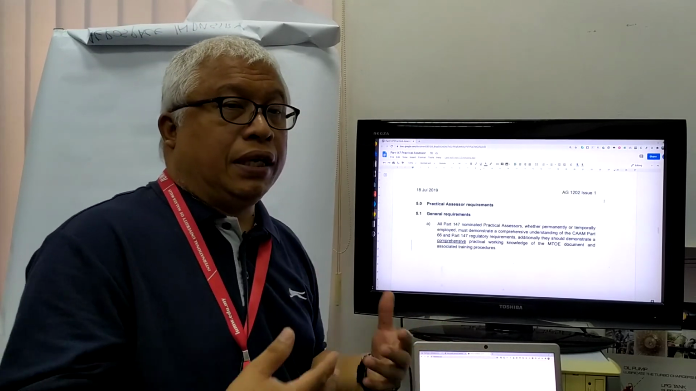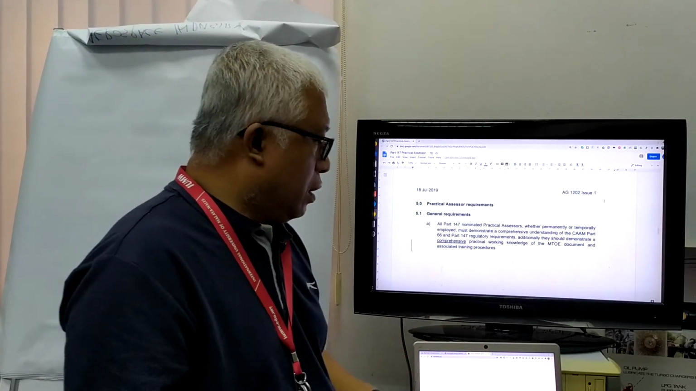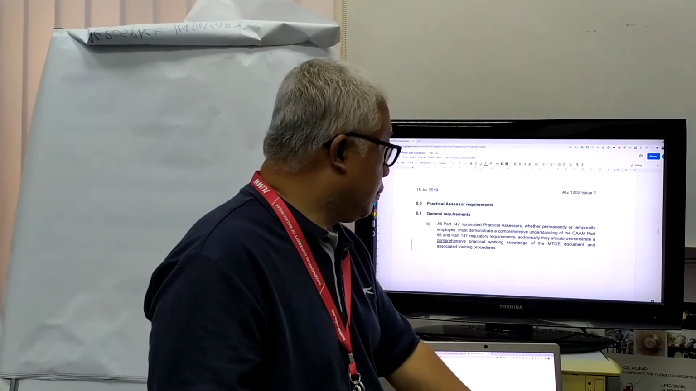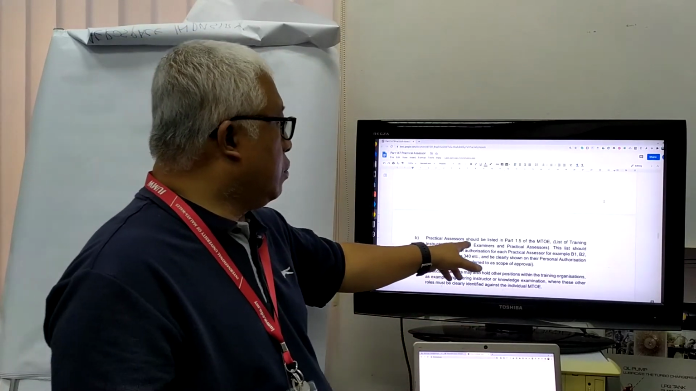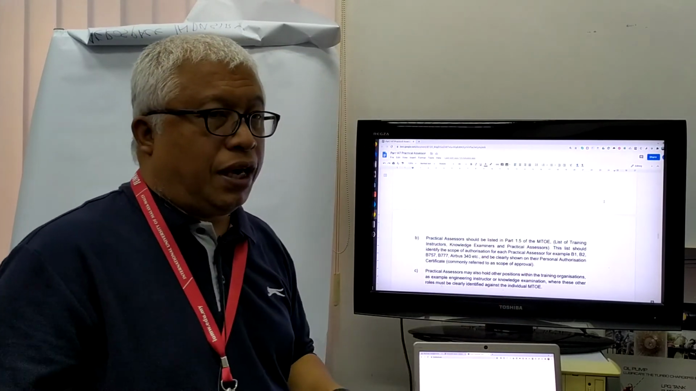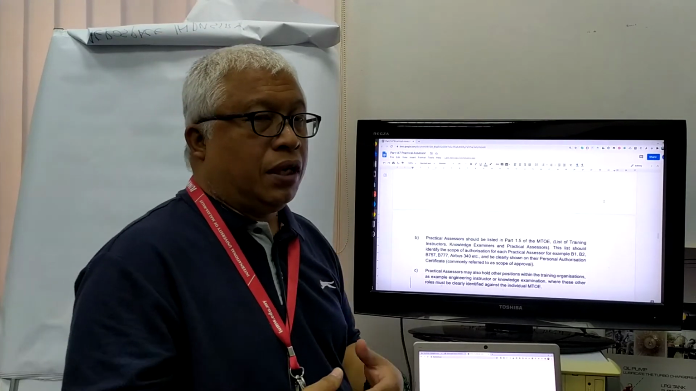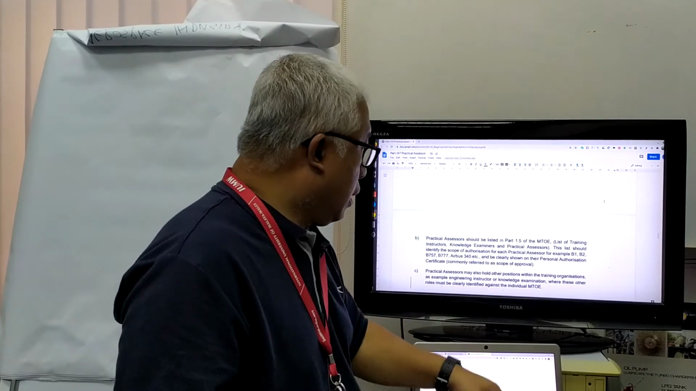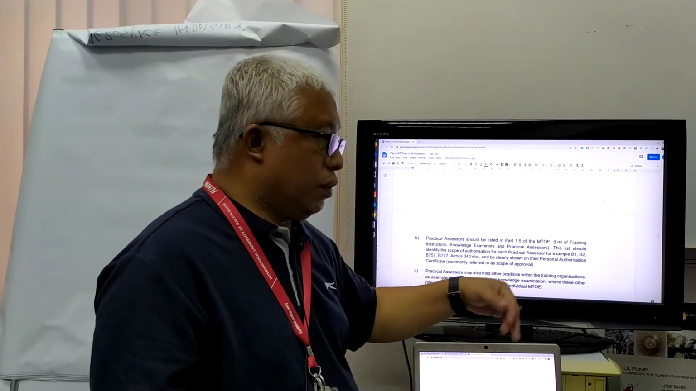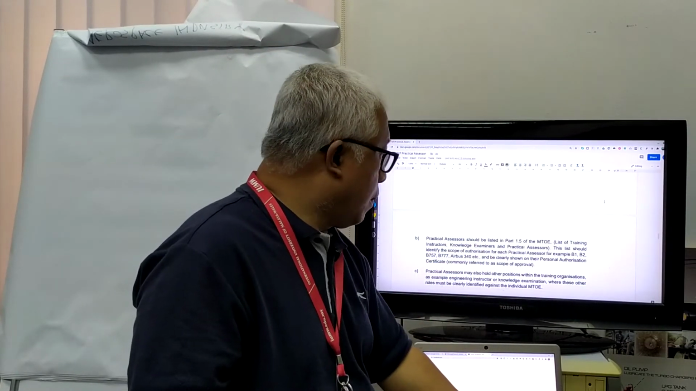training, as well as other SOPs used by the ATO. B. Practical assessor should be listed in the MTOE. So they have to be listed in the MTOE. Okay, and identify the scope of authorization. So what is the scope of approval as assessor?